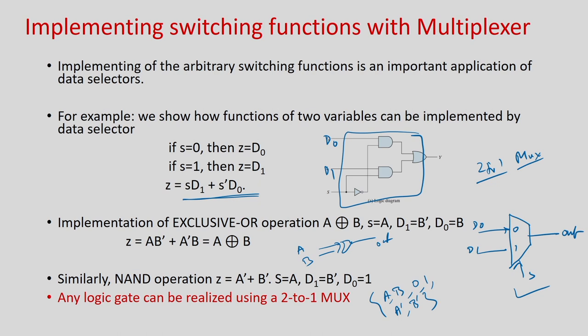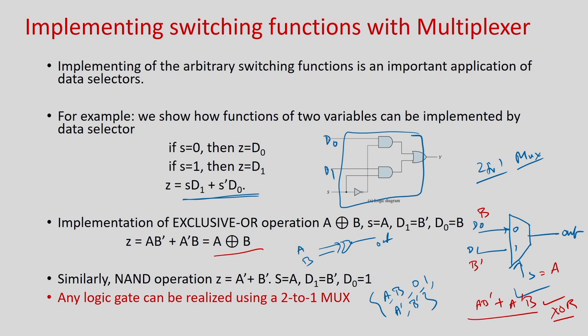So, what I will do here is make S equal to A, and then D1 equal to B bar and D0 equal to B. So then what will happen? My expression is S B bar, so this will result in A B bar or S bar, which is A bar B. So this is the expression of XOR. So this mux will now behave as XOR, right?